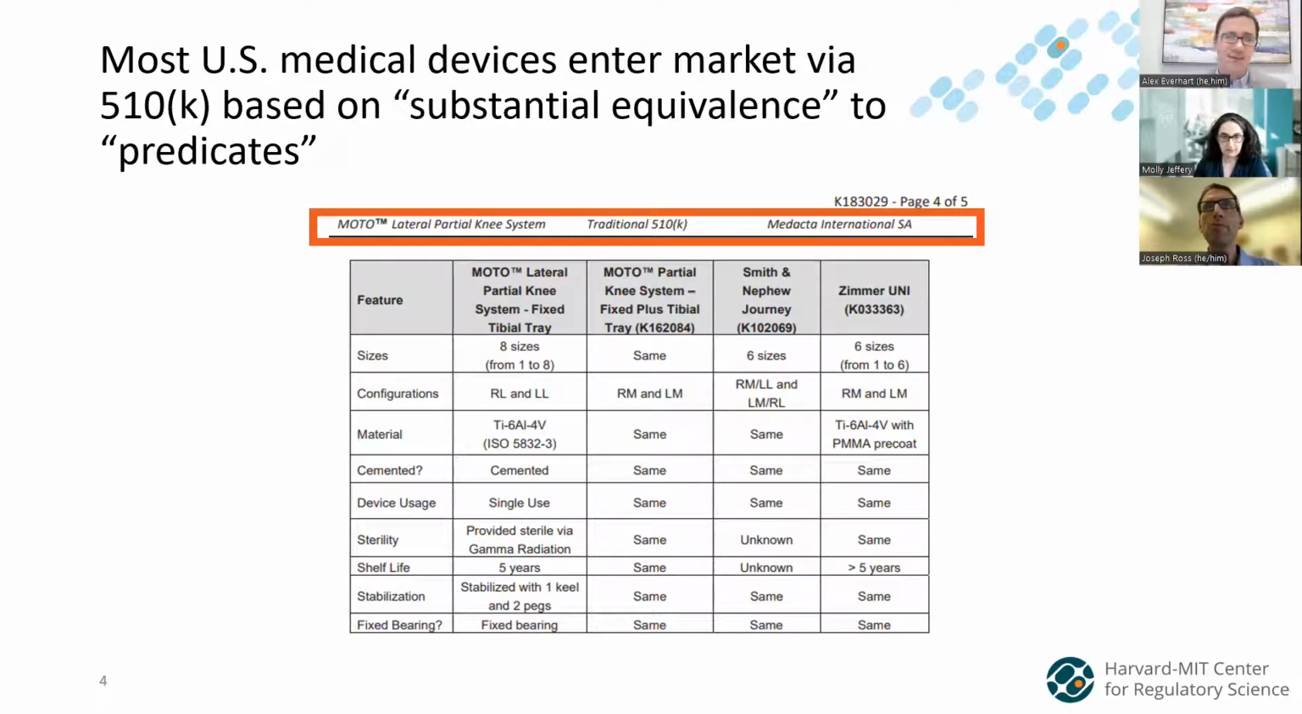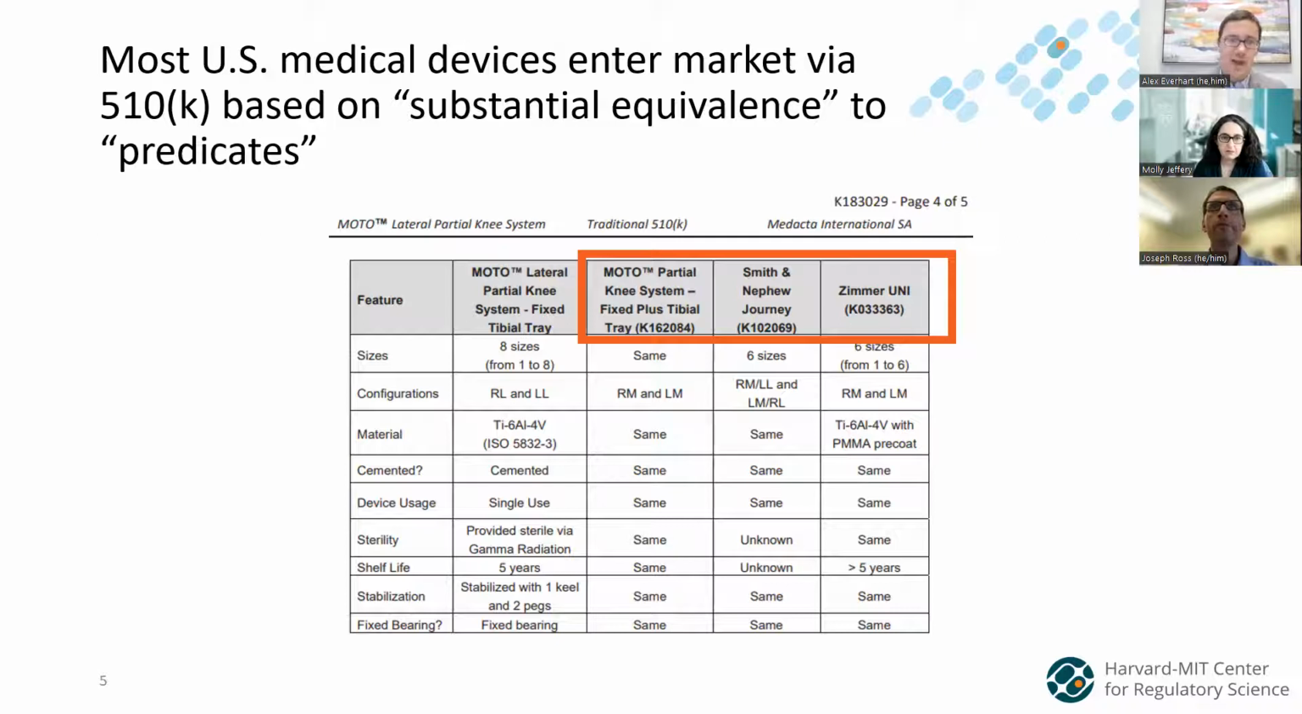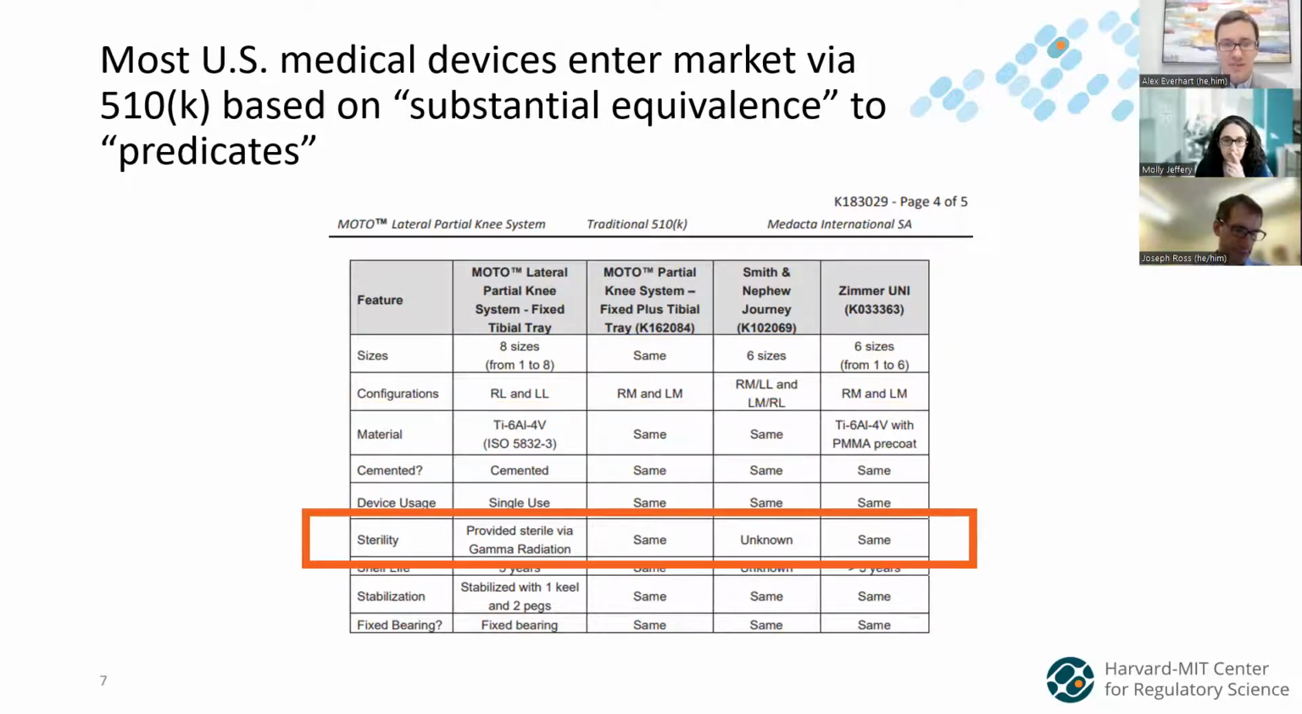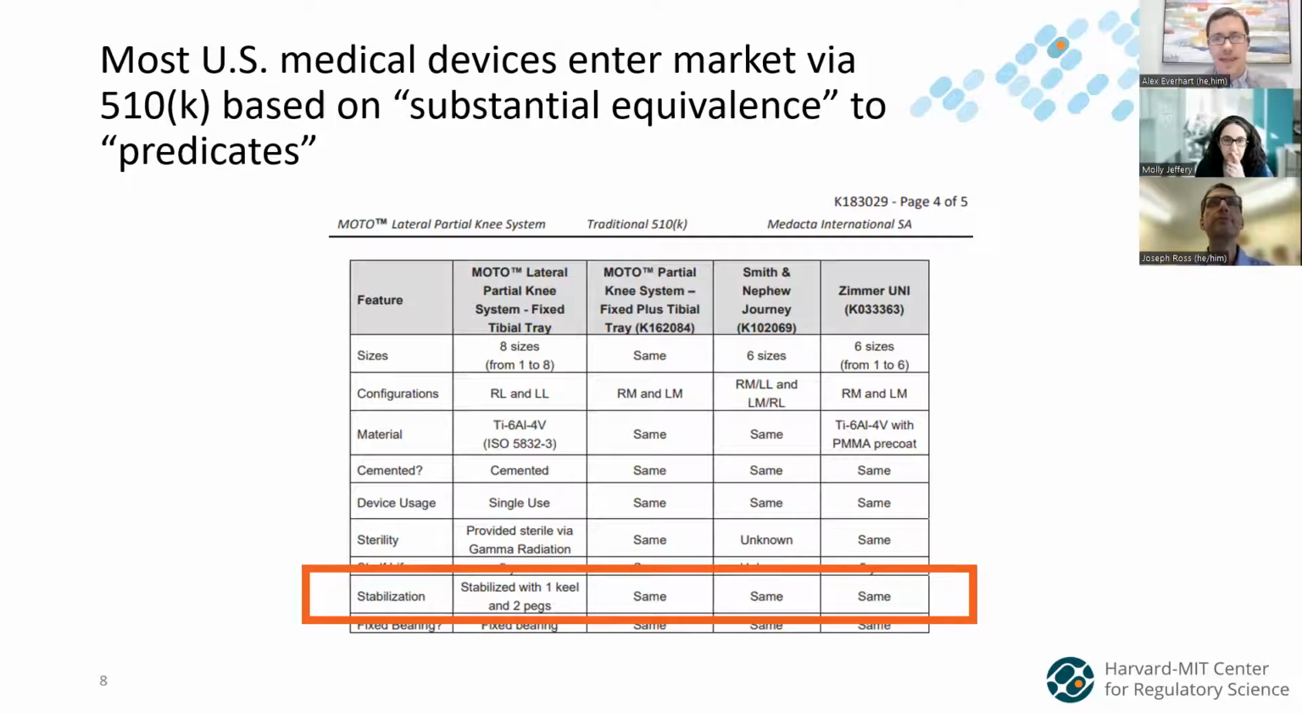This is a submission from Medacta International, the Motolateral partial knee system. Medacta compares its applicant device to 3 predicates: a prior version of the Moto partial knee system, as well as 2 knee replacements from Smith & Nephew and Zimmer. Medacta compares its applicant device to the predicate based on dimensions like the material used, how the device was sterilized, and underlying mechanical principles. However, you'll notice that nowhere in this table is any discussion of human clinical evidence.